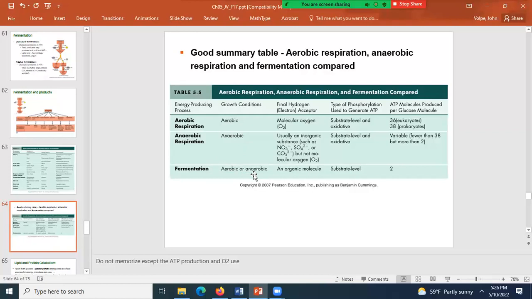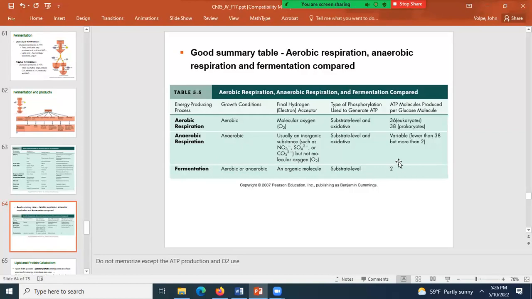Okay. You should know the final electron acceptor. It's oxygen for aerobic respiration. It's another molecule other than oxygen for anaerobic respiration. And you don't need to know it for fermentation, but it's an organic molecule, usually of glucose metabolism. You don't need to know that column.